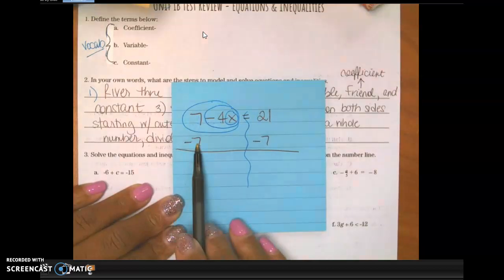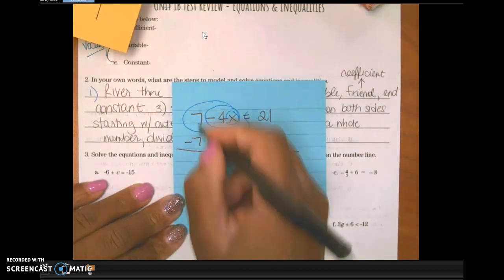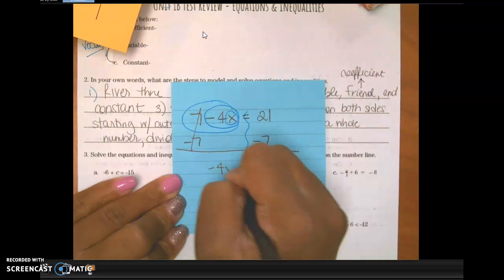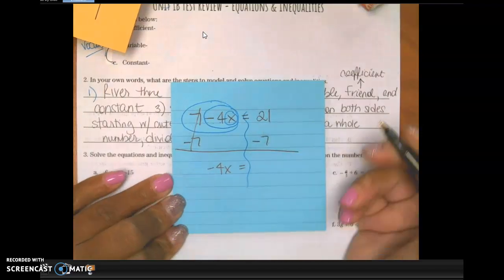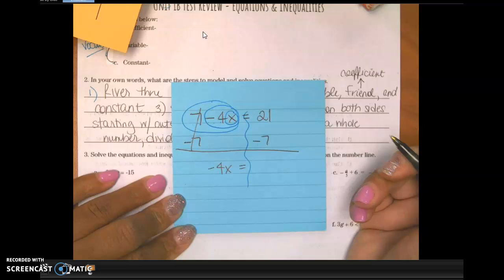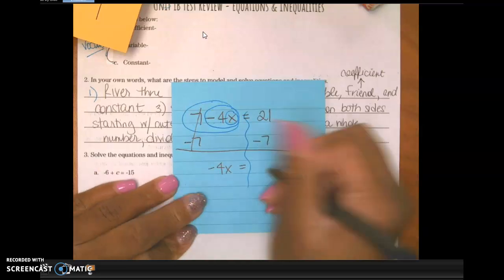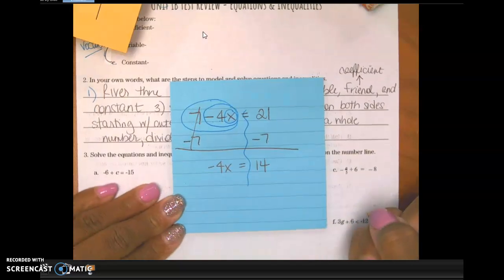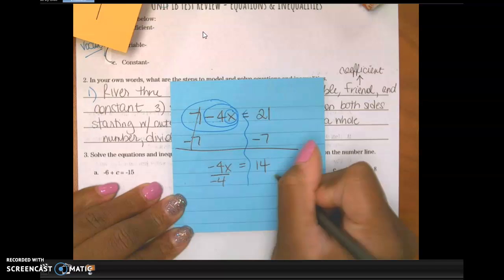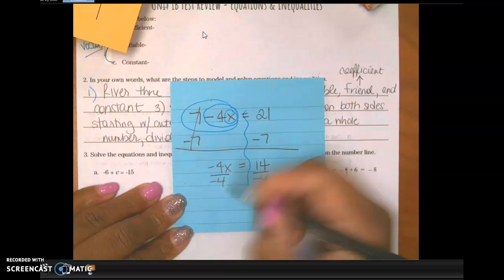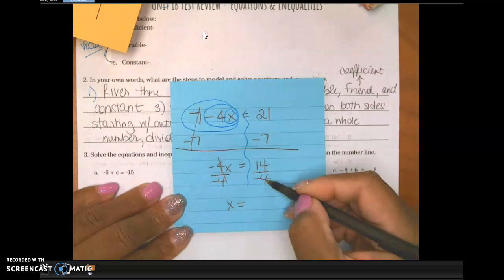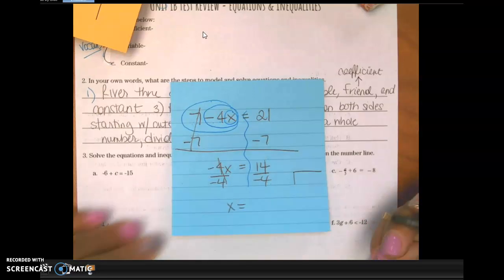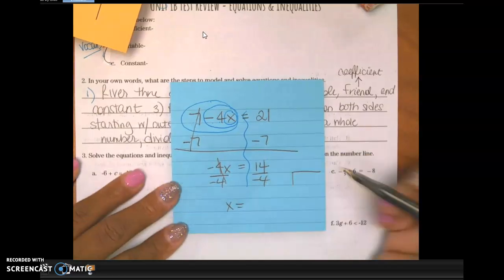Now, what happens to these 7s? Cancel out. Who do I bring down from here? Negative 4x. And what's 21 minus 7? 14. Then what? Divide by negative 4 where? Both sides. These cancel out. X is negative 14 over negative 4. How do I simplify this? I either want fraction or decimal form. This is not a simplified fraction either.